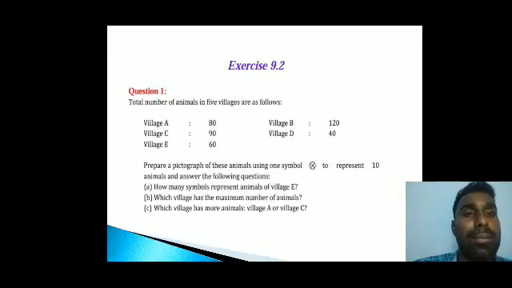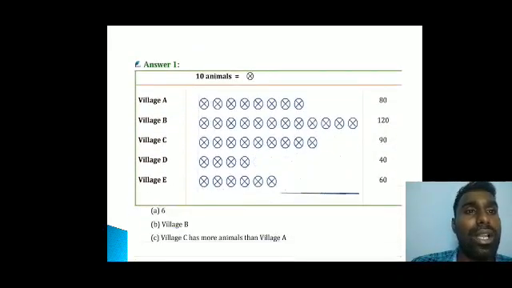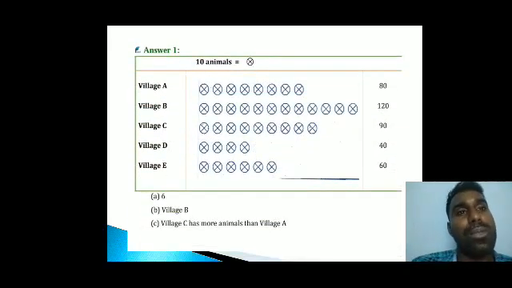Next, answer B: which village has the maximum number of animals? Which village has the maximum number of animals? Obviously village B, because there are 120 animals.